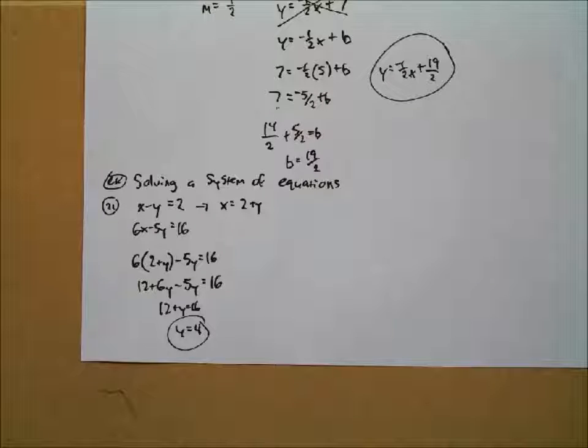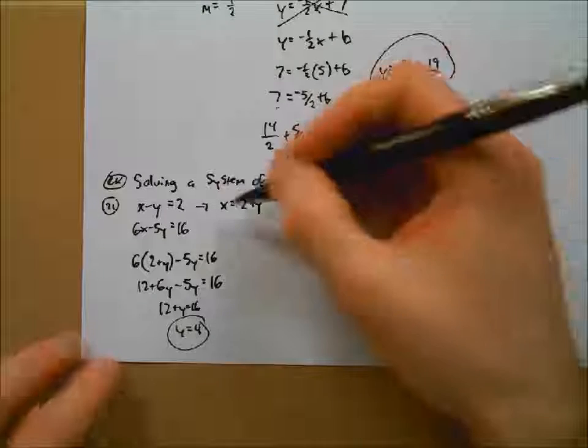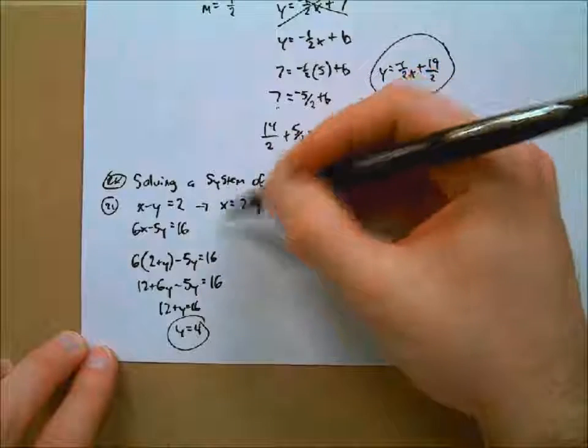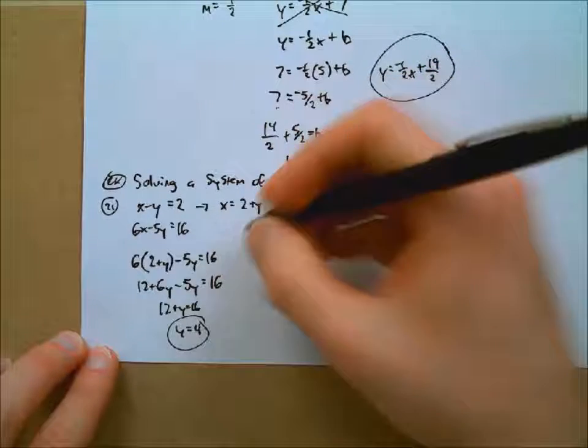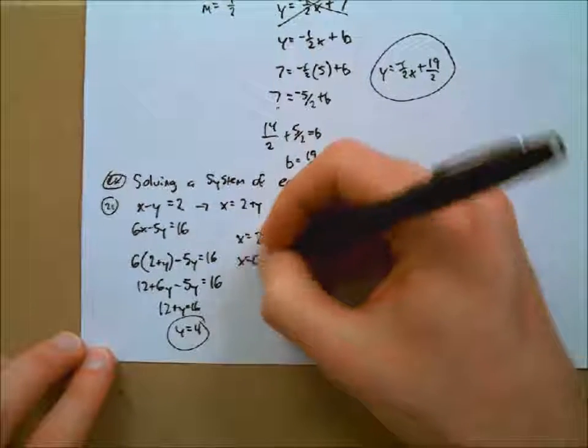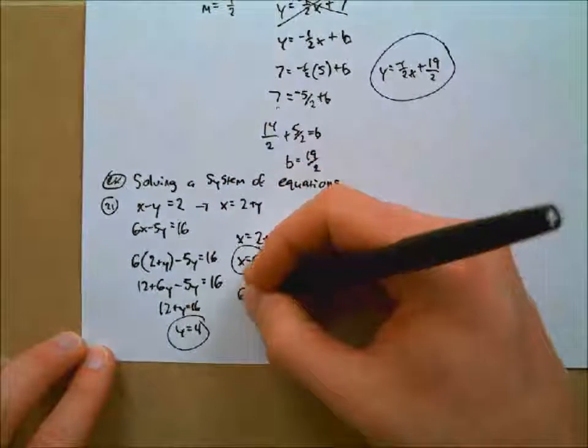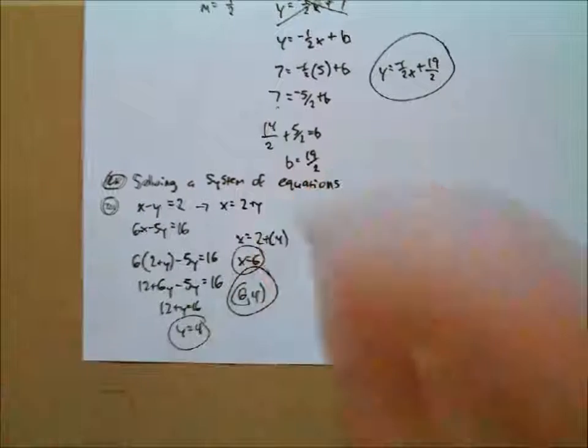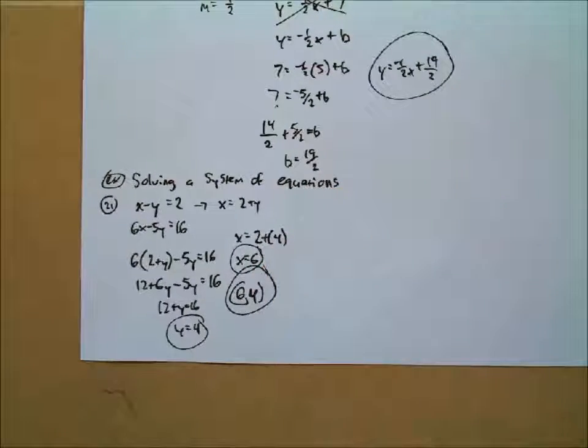Yes, Isabella. Doesn't matter which equation we plug it back into. I would suggest plugging it back into this one because it's already solved for x. So x is going to be equal to 2 plus 4, so x is 6, and so our answer is the point (6, 4). In other words, if you were to graph those two equations, the point of intersection would be the point (6, 4), where they would intersect.